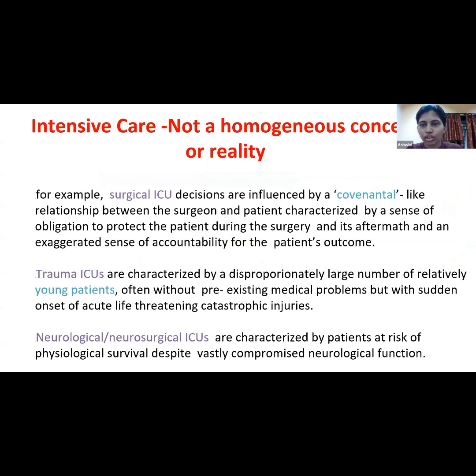The intensive care unit is not a homogeneous concept or reality. For example, surgical ICUs are influenced by a covenantal-like relationship between the surgeon and the patient, characterized by a sense of obligation to protect the patient during the surgery and its aftermath, and an exaggerated sense of accountability for the patient's outcome. Trauma ICUs are characterized by a disproportionately large number of relatively young patients, often without pre-existing medical problems, but with sudden onset of acute life-threatening catastrophic injuries. Neurological or neurosurgical ICUs are characterized by patients at risk of physiological survival despite vastly compromised neurological function.